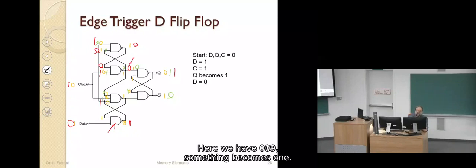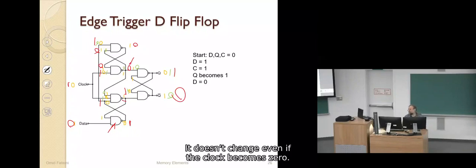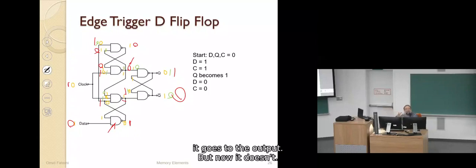Here we have 0, 0, NAND, something becomes 1. And this 1 is also coming here. We have 1 at the bottom. We have 1 here. And Q bar is still 0. So you see, D is 0, but nothing changed in the Q. It doesn't change. Even if the clock becomes 0. Let's make the clock 0 to see if it changes. It doesn't change, and that's good. That's something that we built now, because in the previous design, when clock is 1, it goes half of the way, and then when the clock is 0, it goes to the output. But now it doesn't.